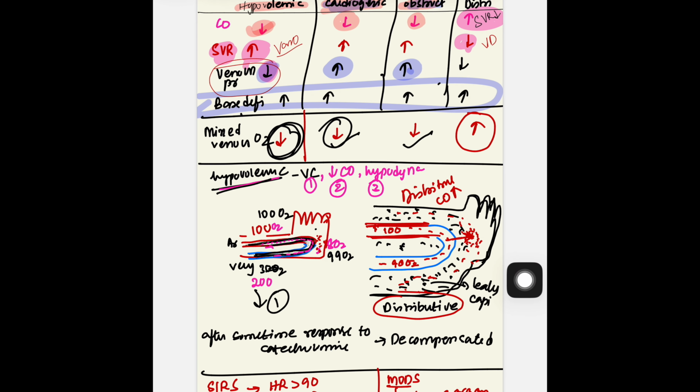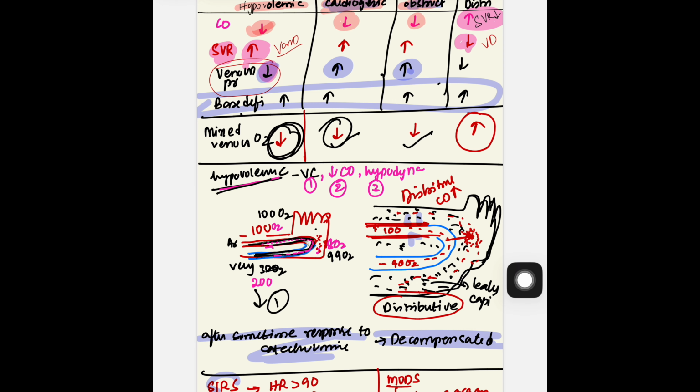So what happens, until sometime the body tries to compensate with catecholamines, tries to vasoconstrict all these vessels. But after some time the response to catecholamines stops. When the responsiveness to catecholamines stops, then it is decompensated shock.